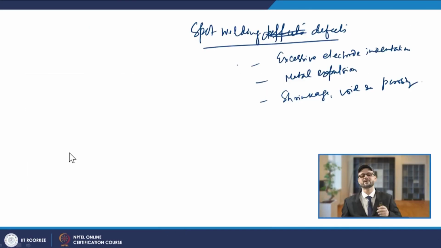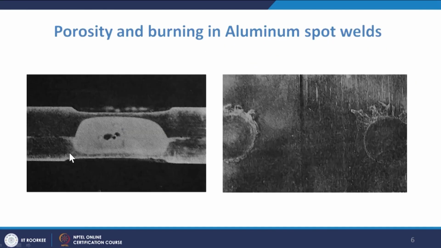When coming to non-arc welding processes like spot welding, we can see excessive electrode inclusion. As you know, in spot welding we use copper electrodes. The copper electrode may be included in the weld bead. Metal expulsion and shrinkage voids are also defects in spot welding. You can see the spot welding defect here. Here is the inclusion in spot welding, and there is a porosity we can see here.